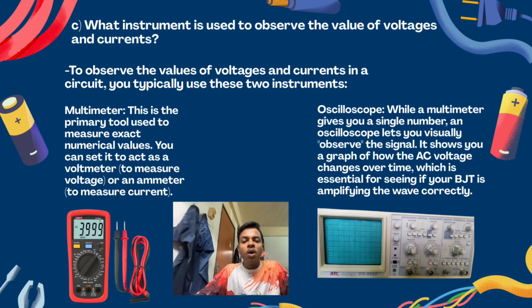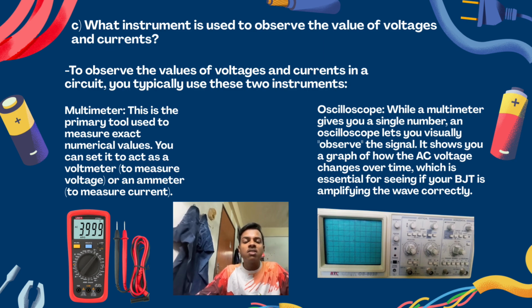Question C. What instruments are used to observe the value of voltage and currents? To actually observe what is happening in our circuit, we rely on two main instruments. First is the multimeter. This is the primary tool used to measure exact numerical values. You can set it to act as a voltmeter to measure voltage or an ammeter to measure current.